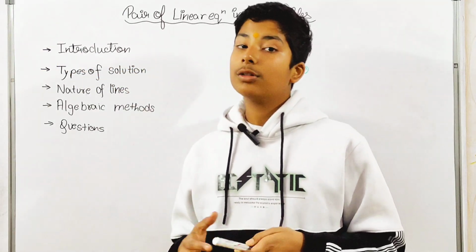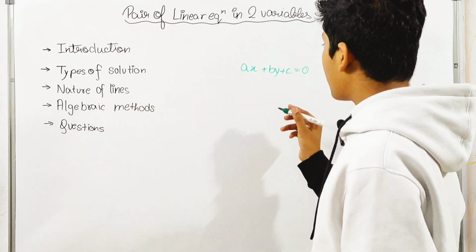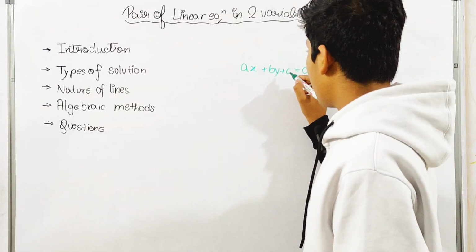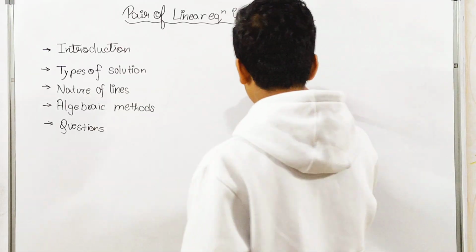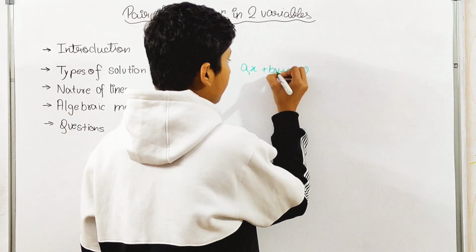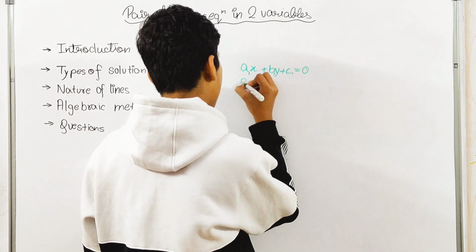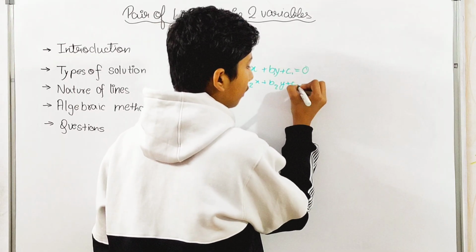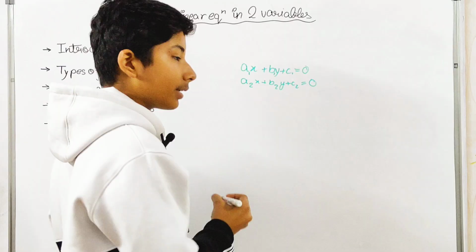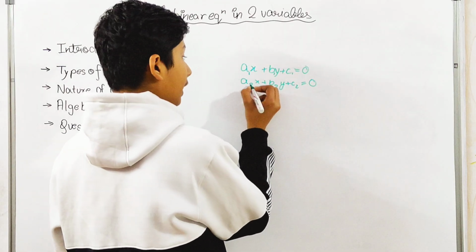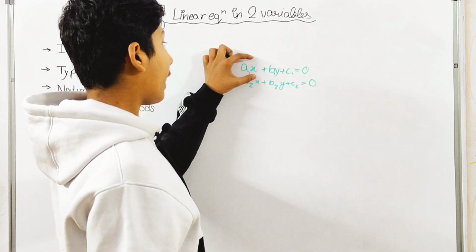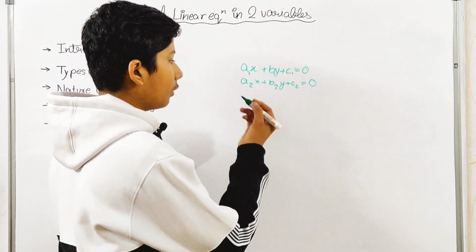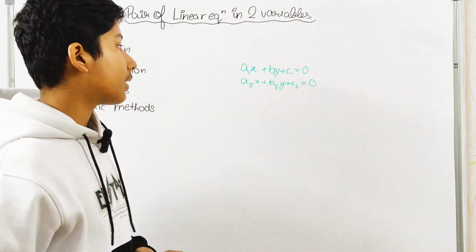Now, see, pair of linear equation in two variables. If the one linear equation is ax plus by plus c equal to 0, then two equations will be a1x plus b1y plus c1 equals to 0 and a2x plus b2y plus c2 equal to 0. Here, a is the coefficient of x, b is the coefficient of y, and c is the constant term. I hope this is clear. This is the standard form.